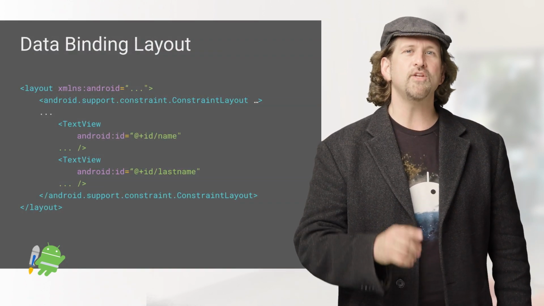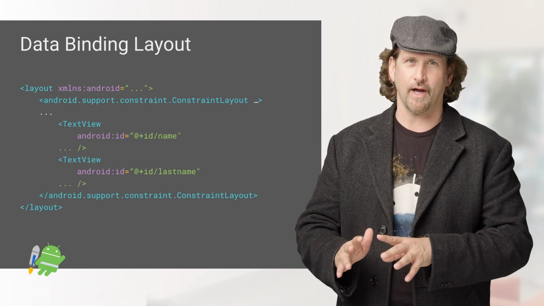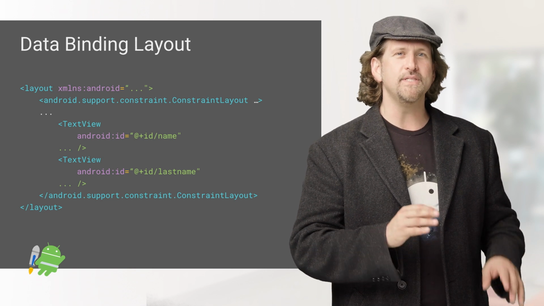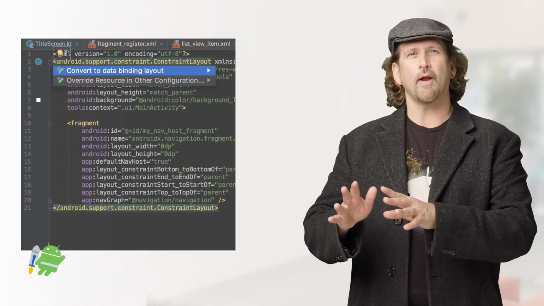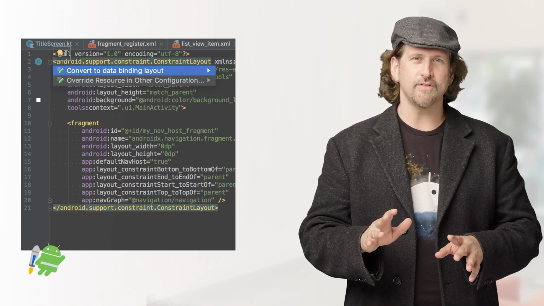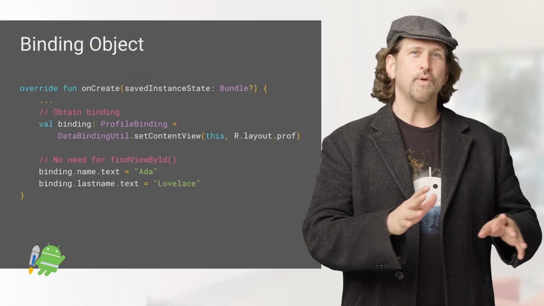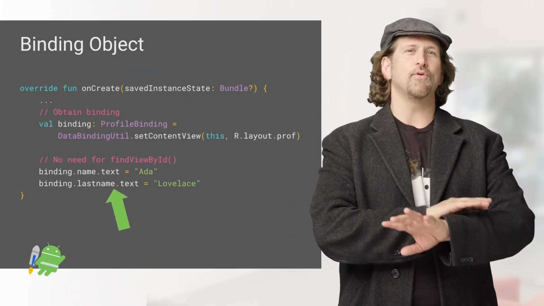Now, the first thing that binding gives you, as a side effect, is eliminating ever having to use findViewById. First, we need to enable data binding by setting dataBinding enabled equals true in the app.gradle file. Then we convert a layout to a data binding layout by wrapping the layout in a layout tag. You can do this automatically in Android Studio by clicking on the light bulb and selecting Convert to Data Binding Layout.